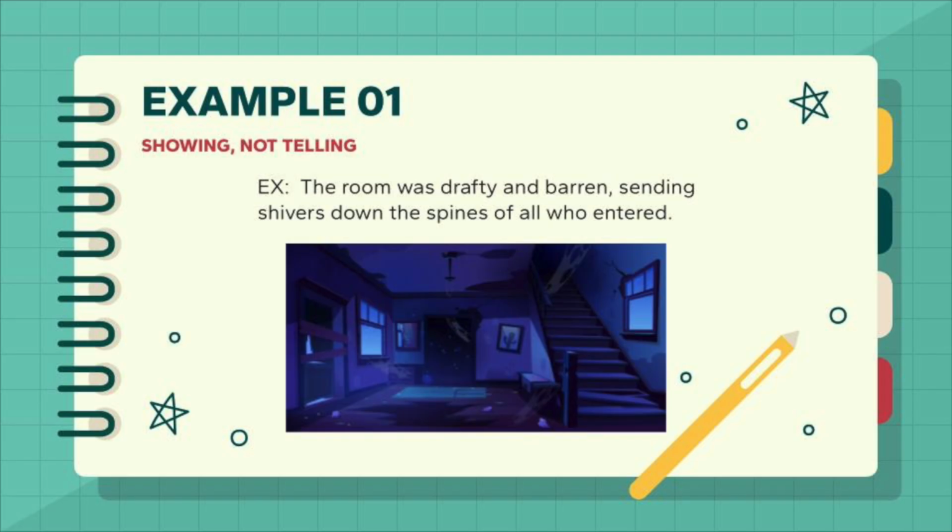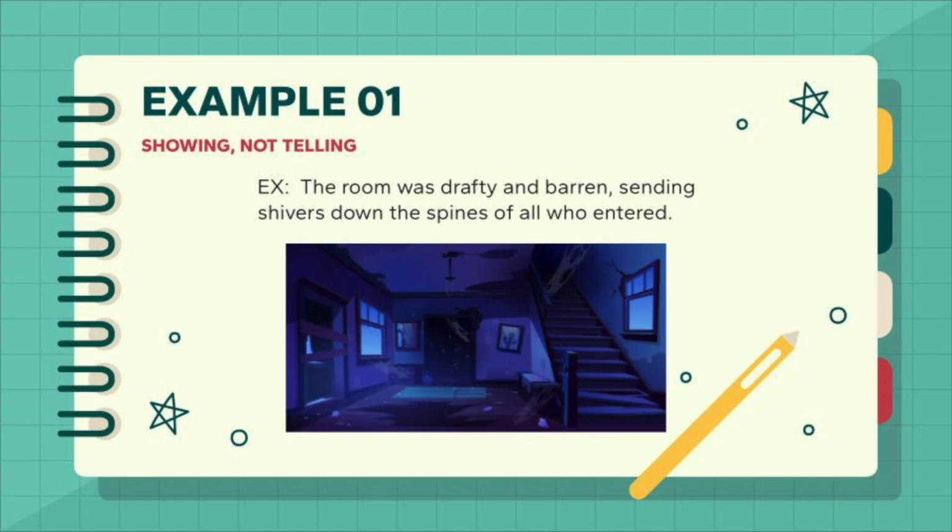As you can see in my example, it penciled out the room so much more. We now understand why the room is cold. It's drafty and it's barren. There's nothing in there. That gives both a sense of physical cold and also a very unwelcoming, unpleasant sense. In comparison to the last example, this shows us what the room is. The room is not just cold. It is drafty. It's barren. It's sending shivers down the spine of all who enter.